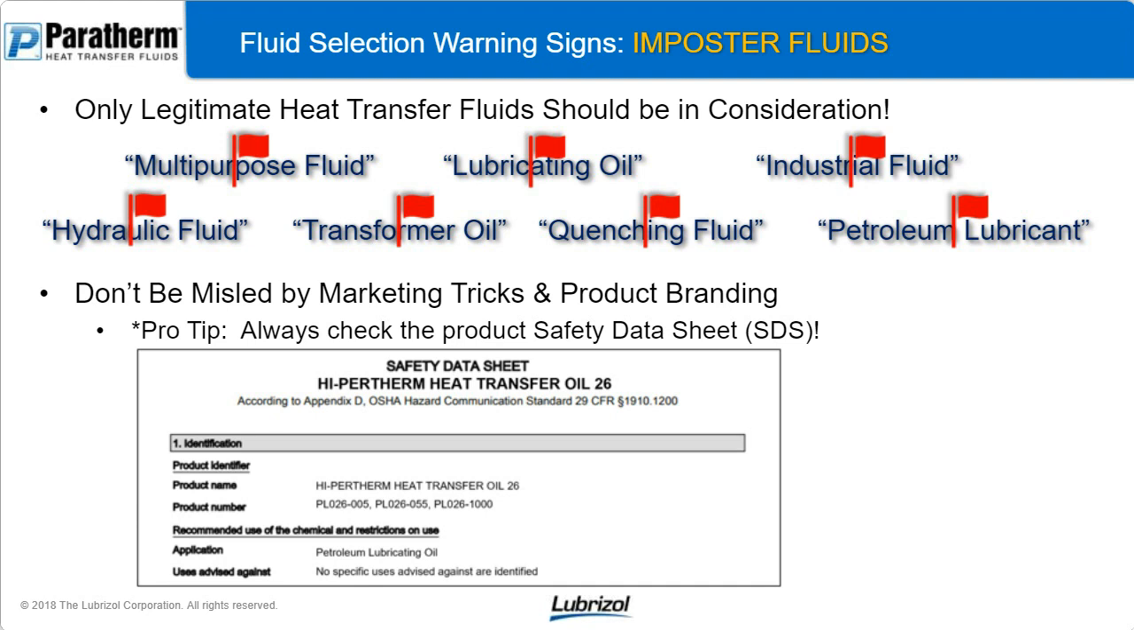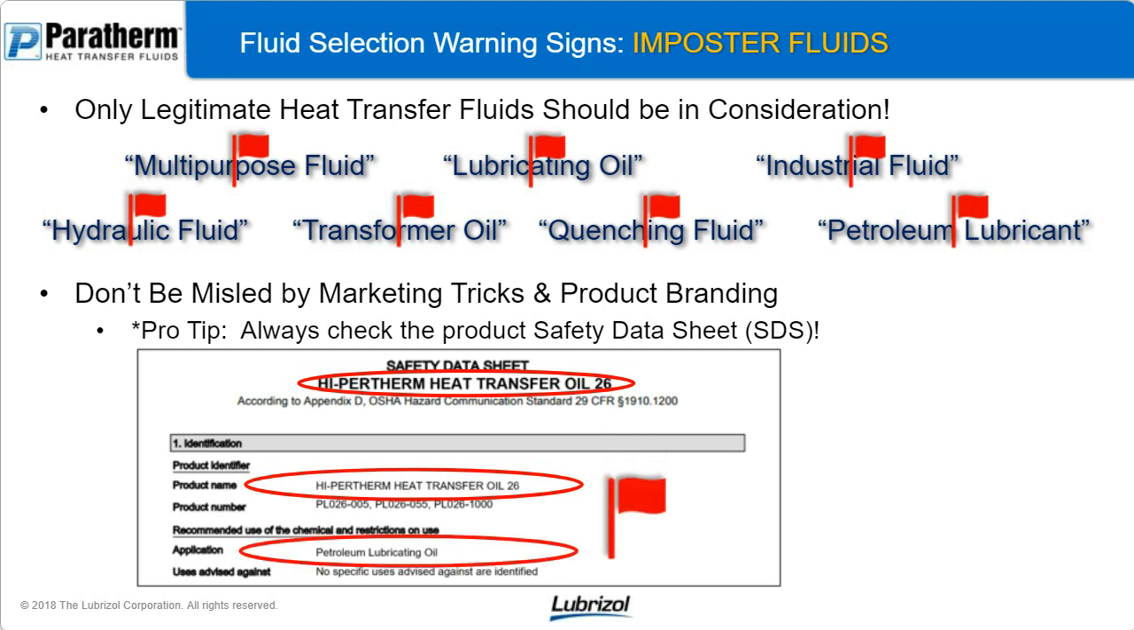And for example here, I see this every day. This is not uncommon. You look here, right at the name at the top of the safety data sheet, it'll say thermal fluid 123 XYZ. This one we have is high per therm heat transfer oil 26. Even when you go down to section 1 identification, again, the product name is repeated there. But this is where you take it a step further. And this is usually where you see all those red flags at the top of this slide, multi-purpose, lubricating. This is where they'll show up, right down here in the application.